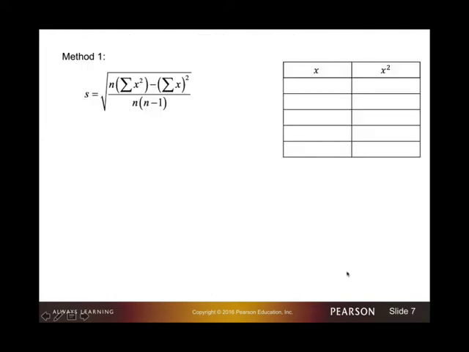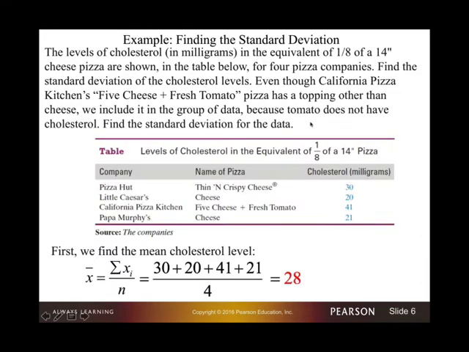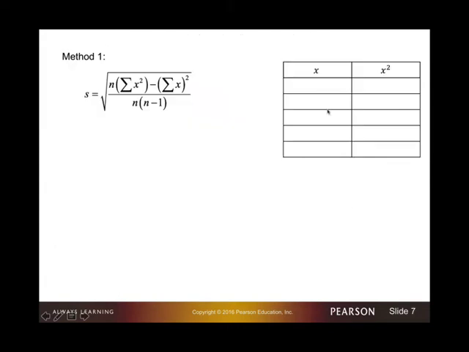And then we do have two formulas. I'm going to show you how to use this formula first. In order to use this formula, we're going to create a chart here. We have the x and the x squared. The x here represents your data value. You do have 4 data values, so we're going to write them down from here. And then x squared means you take the square of the x. So 30 times 30, you get 900.